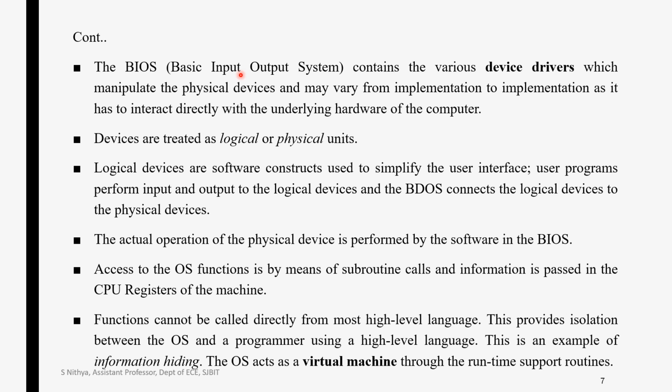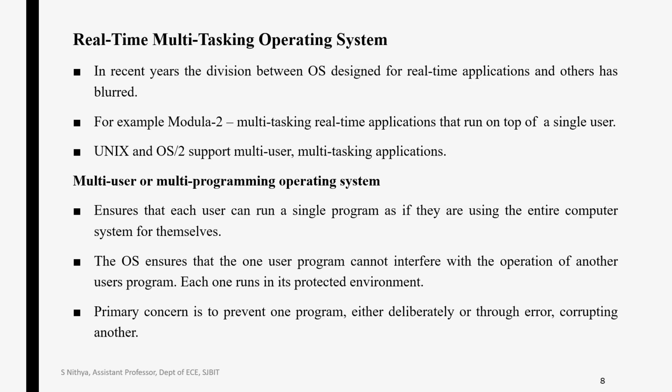Access to the operating system functions is by means of subroutine calls, and the information is passed onto the CPU registers of the machine. The functions cannot be called directly from most high-level programming languages, which provides isolation between the operating system and the programmer using the high-level languages. This is an example of information hiding. So the operating system acts as a virtual machine through the runtime support machine, and the real-time multitasking operating system.